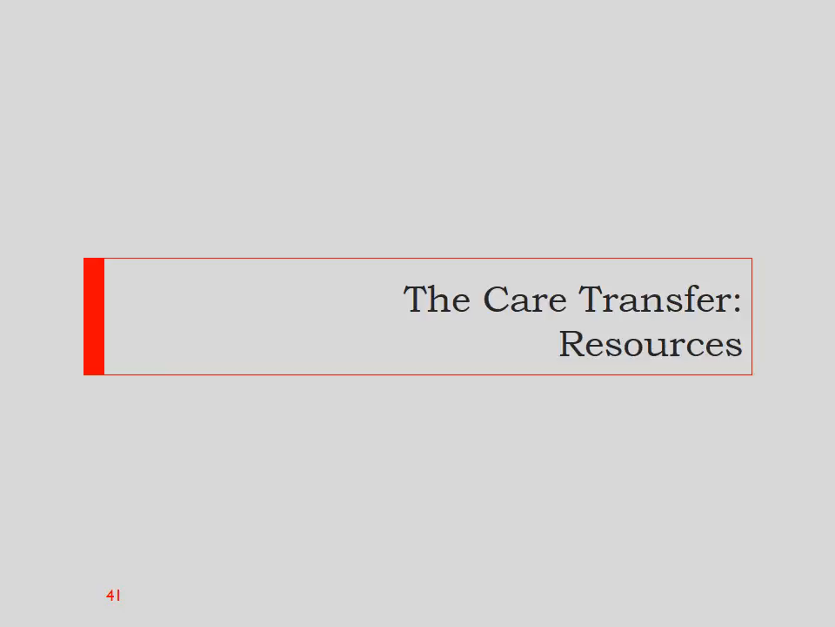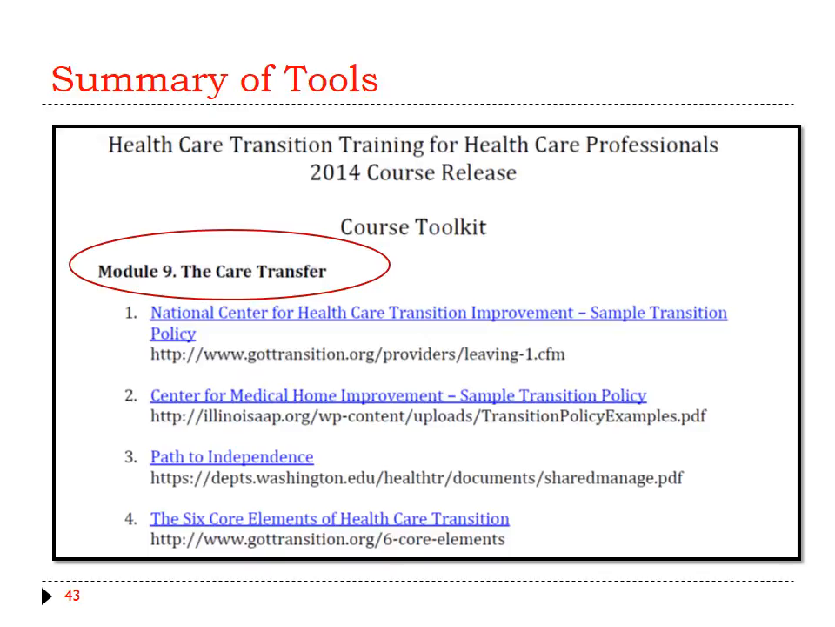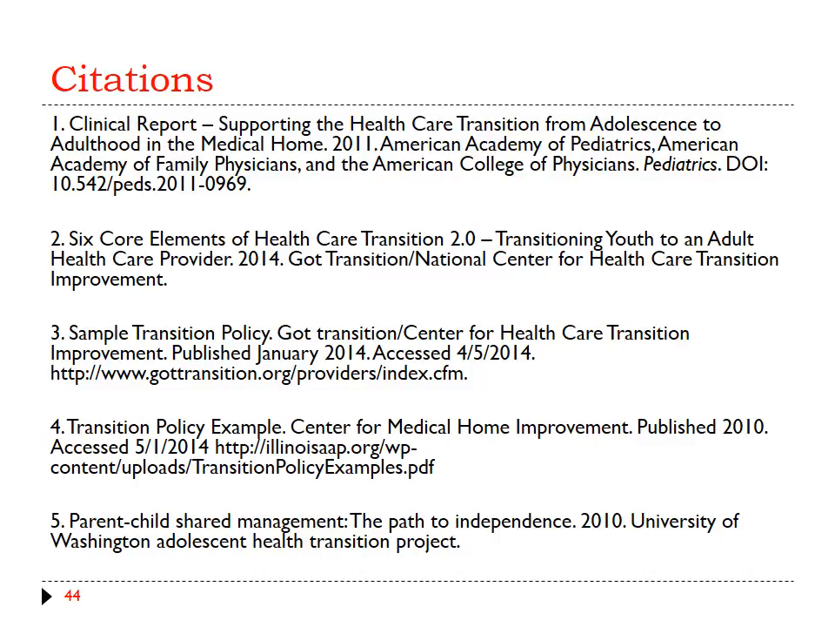Before closing this module, let's look at resources for your practice and key points. The ultimate goal of transition preparation is a smooth transfer to adult medicine that provides continuous and accessible care for the patient. Use the links from this course's toolkit to access the resources from this module. The next module demonstrates strategies to implement course material in your practice. You can pause here for a break or continue automatically into the next presentation.